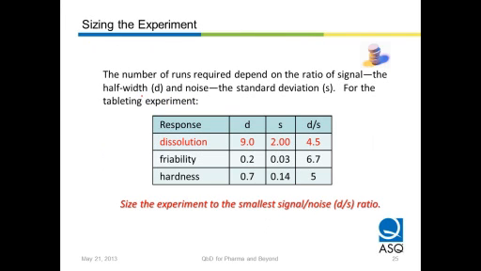And actually the number of runs that are going to be required are going to be dependent on the ratio of the signal, the half-width d, and the noise, which is the standard deviation. And you may be familiar with this idea of signal to noise to calculate power for a sample size, for example. Now, we have 3 different responses, but we can focus on the one that is going to be the hardest, which has the lowest signal to noise ratio. So that will dictate the size of the experiment, the dissolution.